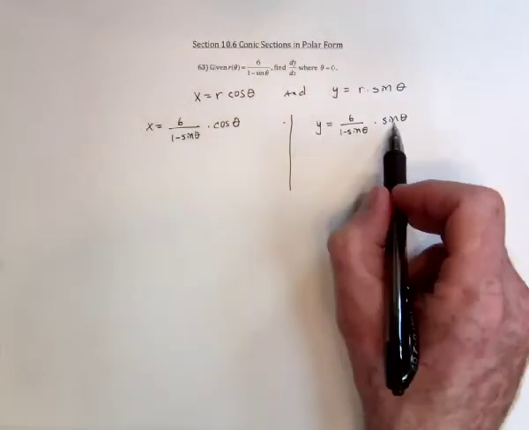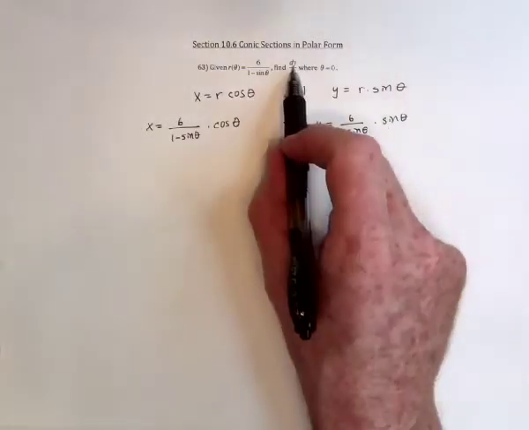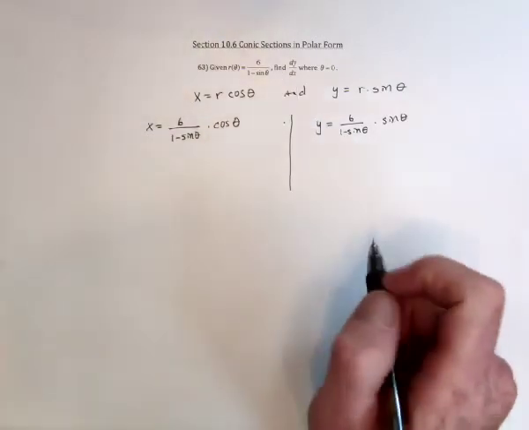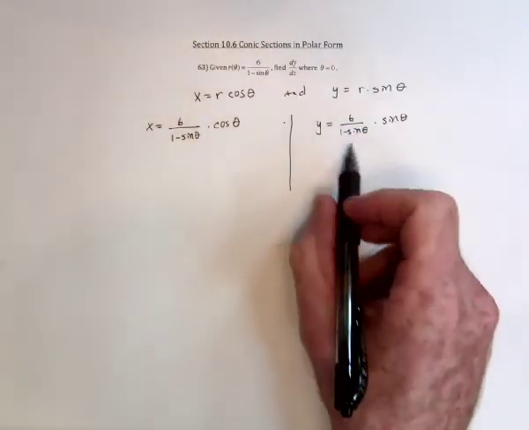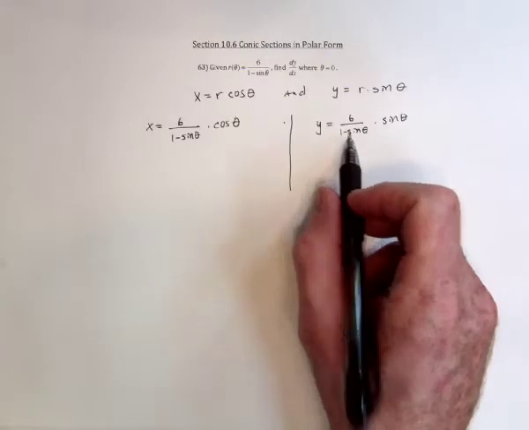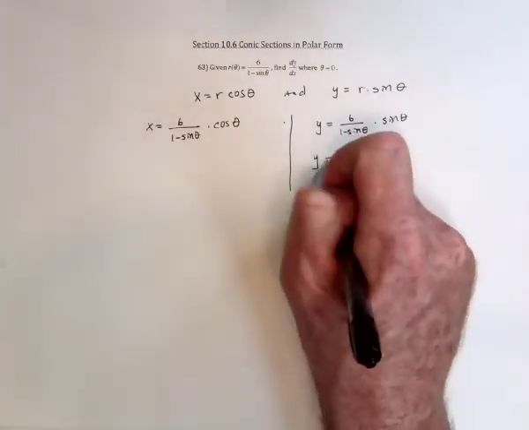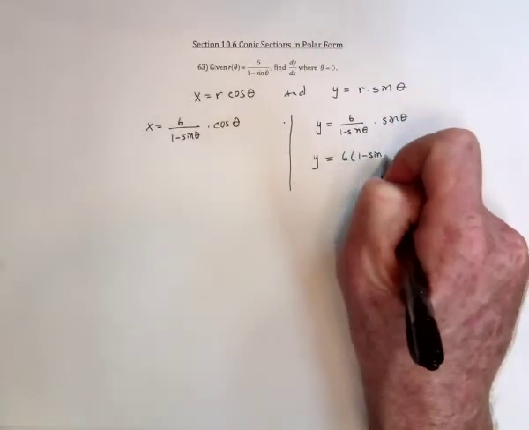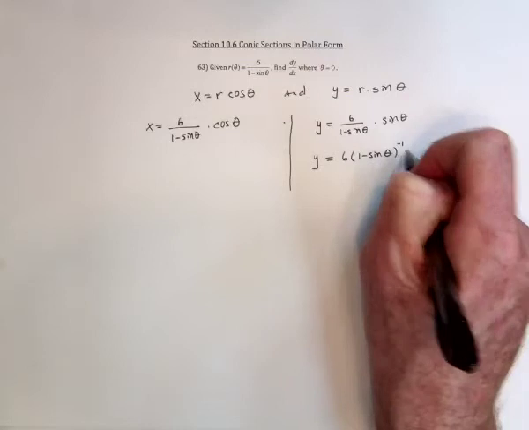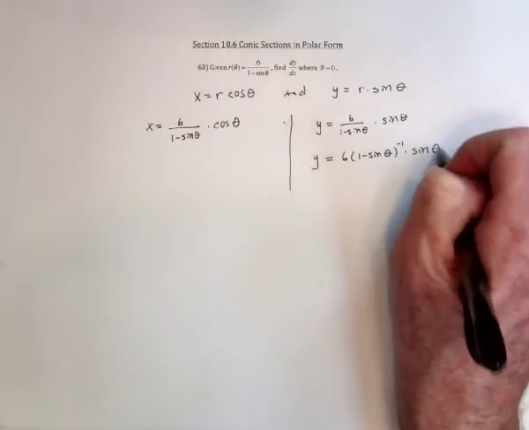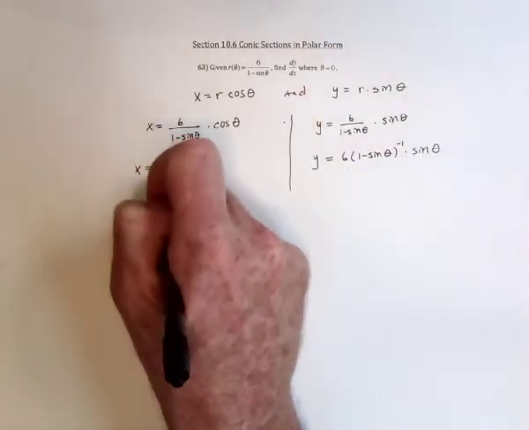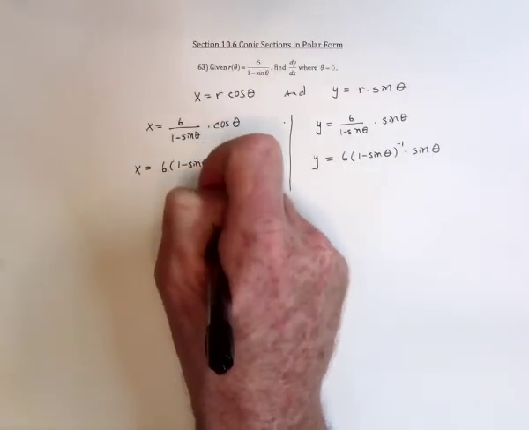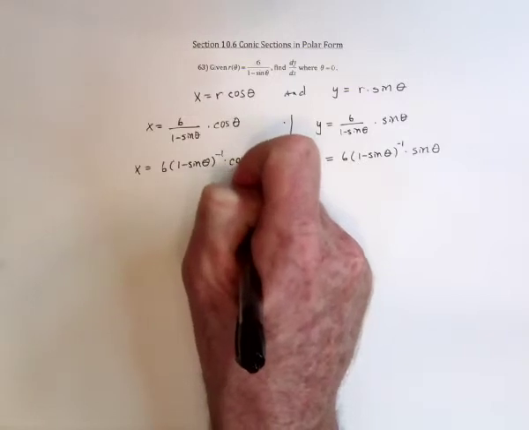So then we need to take the derivative. That's going to give us the dy part. Take the derivative, that's going to give us the dx part. And later we'll divide them. So in here, I don't want to use the quotient rule on this. It's not really that complicated. So I'm going to rewrite it as 1 minus sine of theta to the negative 1. x is equal to 6, and then 1 minus sine of theta to the negative 1 times cosine.